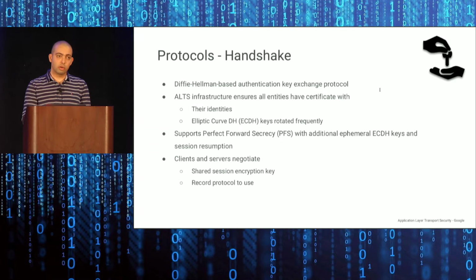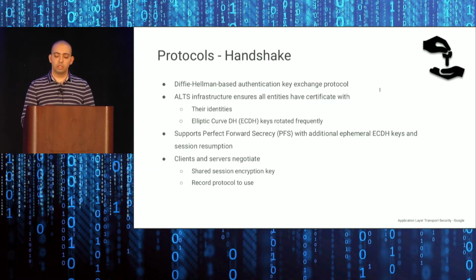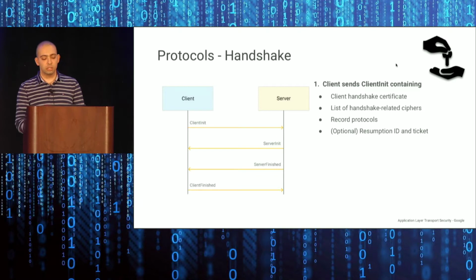These are the parameters that are used in the handshake. The handshake protocol also supports perfect forward secrecy with some additional ephemeral keys and session resumptions. And at the end of the handshake, the client and the server would have negotiated a session key and decided on what next protocol to use from now on. This is done using 4 messages: client init, server init, server finished, and client finished.